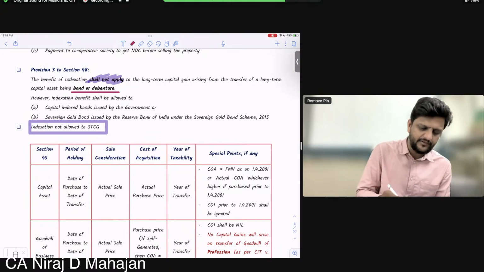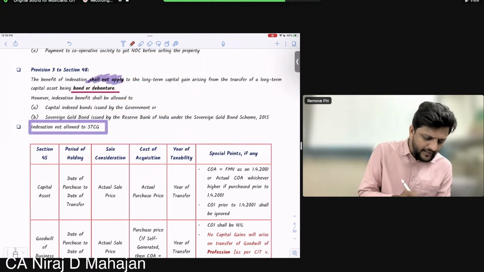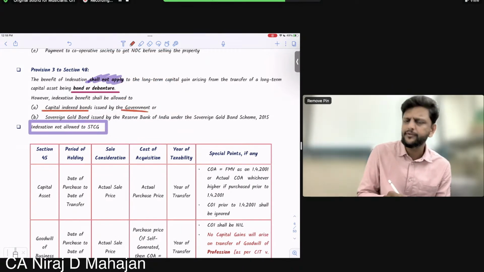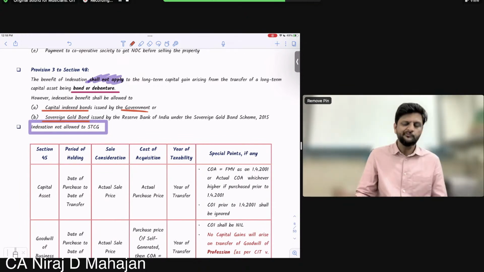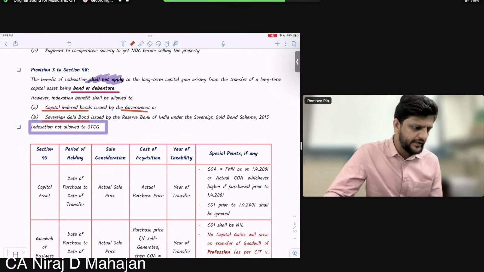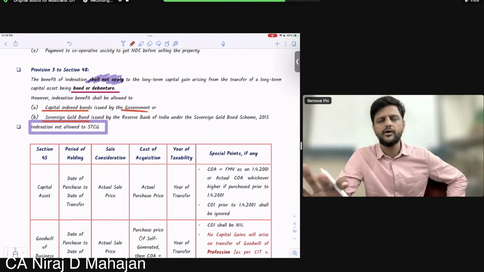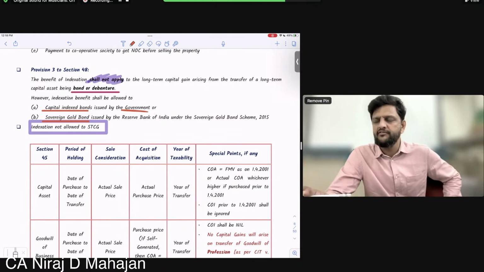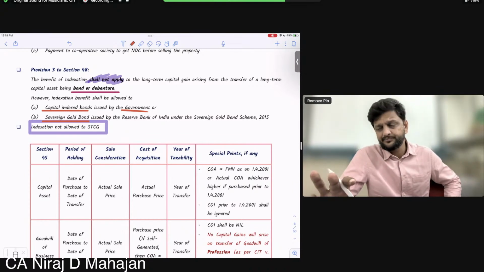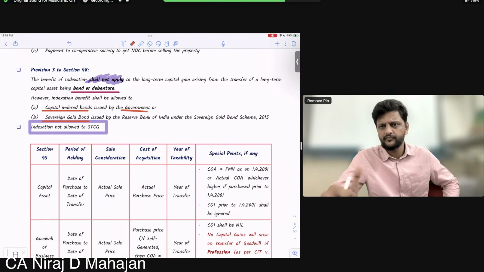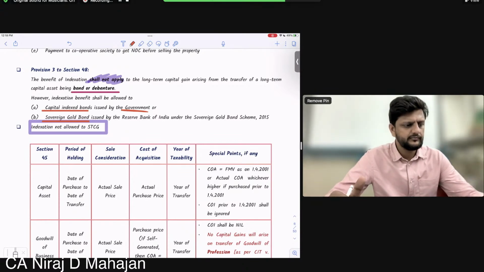Which one? Check. Capital index bonds issued by government. And sovereign gold bonds issued by RBI under the Sovereign Gold Bond Scheme 2015. So only these two bonds do you allow indexation. Otherwise on any other bonds or debentures we don't allow indexation even if it is long term. And obviously the very basic thing is we don't allow indexation for short term. Clear till here everyone? Tell me. Correct, no?